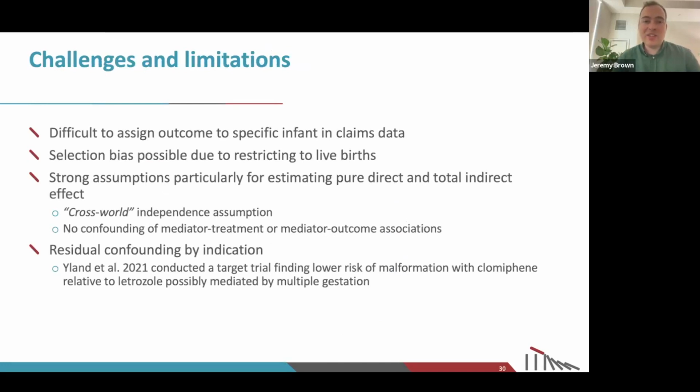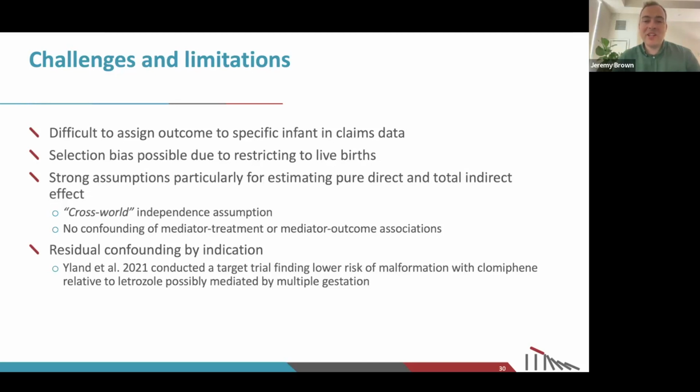And some challenges and limitations. It's difficult to assign outcomes to specific infants in claims data. And in some cases, depending upon the outcome, we may need to be limited to an approach restricting to singletons or to counting at the pregnancy level, which we need to take into account because it may be a slightly different estimand. In these studies, when we're restricting to live births, there is the possibility of selection bias.